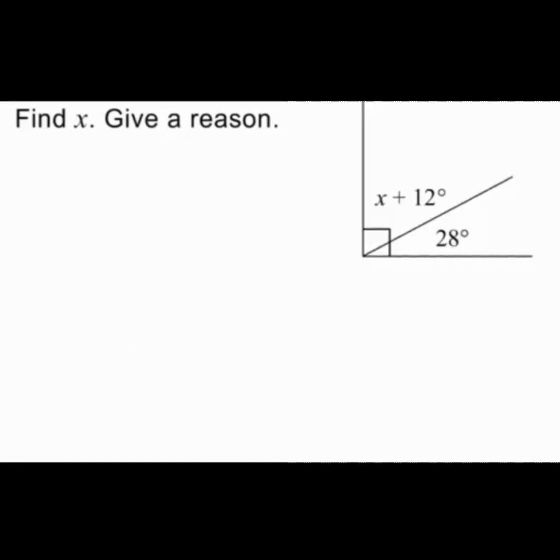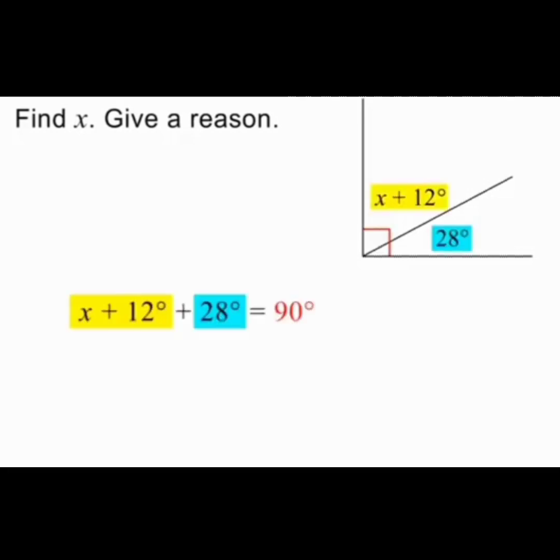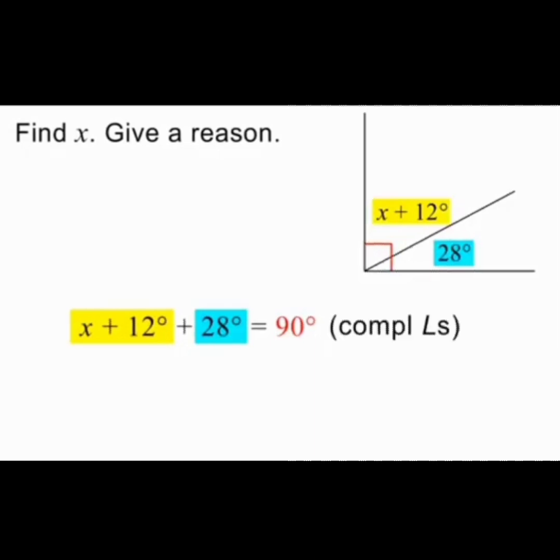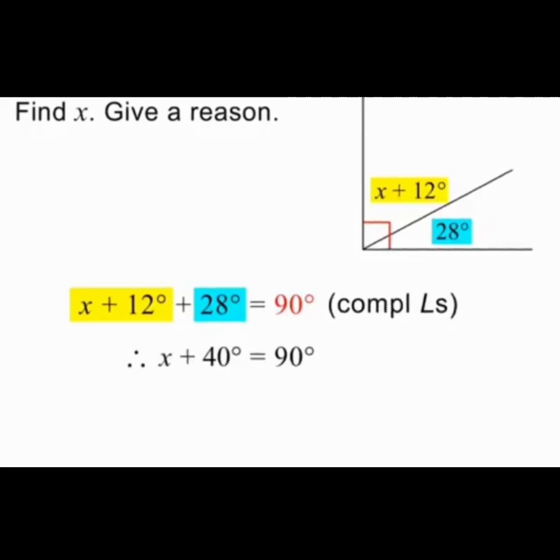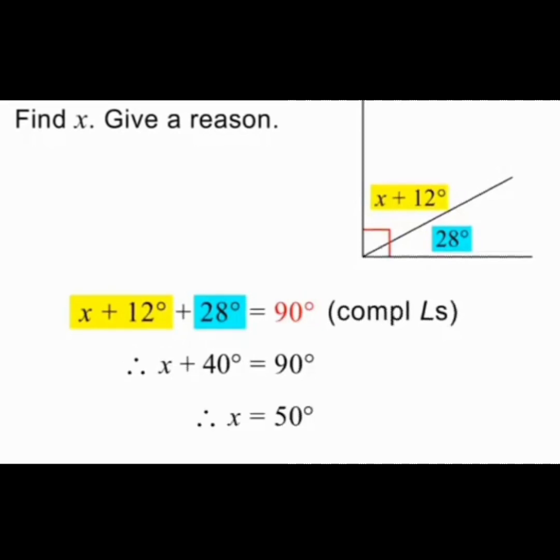Here is the next question. Please pause to read it. We are given that this whole angle is 90 degrees. We can therefore say that the sum of these angles is 90 degrees. And the reason is, they are complementary angles. We then add 12 degrees and 28 degrees to get x plus 40 degrees on the left. X is therefore equal to 50 degrees. Please pause to check my working.